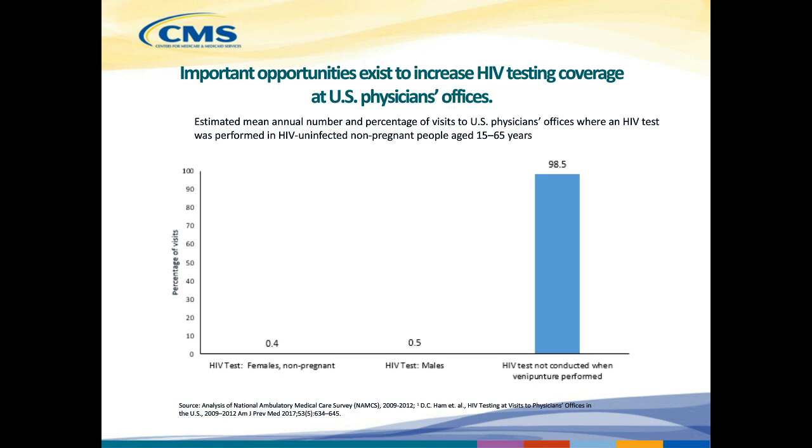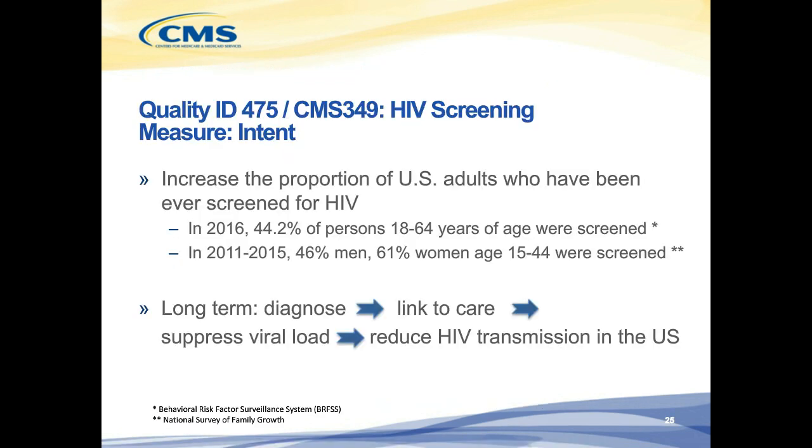So our intent with this screening measure is to increase the proportion of U.S. adults and adolescents who have ever been screened for HIV. So it turns out there's much room to grow. Using different data sets, we know that screening rates have remained relatively stable, increasing slightly since our 2006 guidelines.